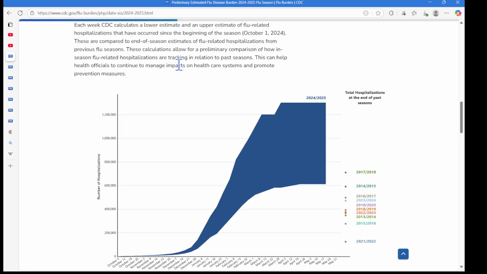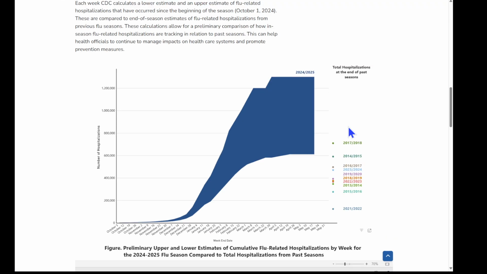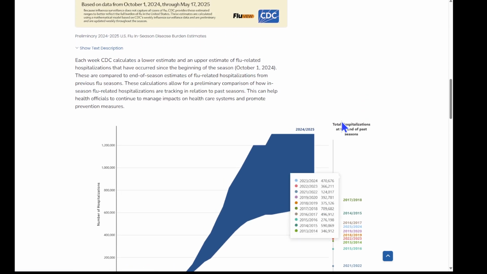These are compared to the end of season estimates of flu-related hospitalizations from previous flu seasons, which they have listed down here. I'll actually zoom in as well, just so the screen looks normal. These calculations allow for a preliminary comparison of how in-season flu-related hospitalizations are tracking in relation to past seasons. This can help health officials to continue to manage impacts on healthcare systems and promote prevention measures.